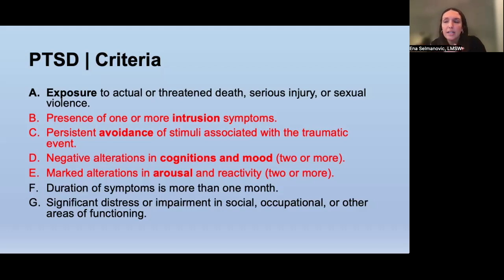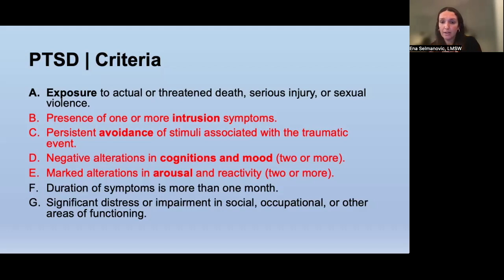So for this one, there's a list in the DSM of all the different ways it can manifest. There's really a range here because it's about cognition and mood, but some examples are issues with memory, so an inability to remember an important aspect of the traumatic event, typically due to dissociative amnesia. So, kind of blank spots in someone's memory. Also persistent and exaggerated negative beliefs about oneself or the world.